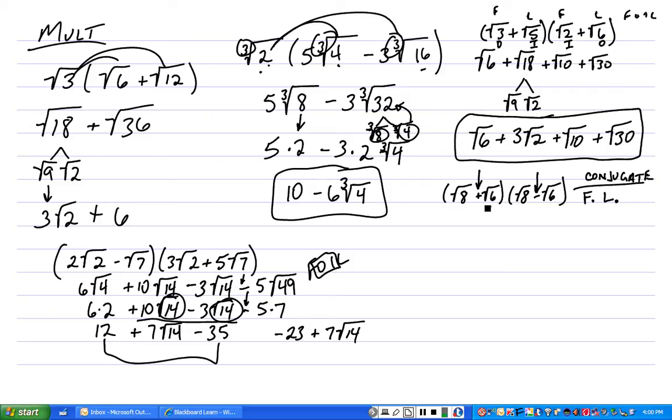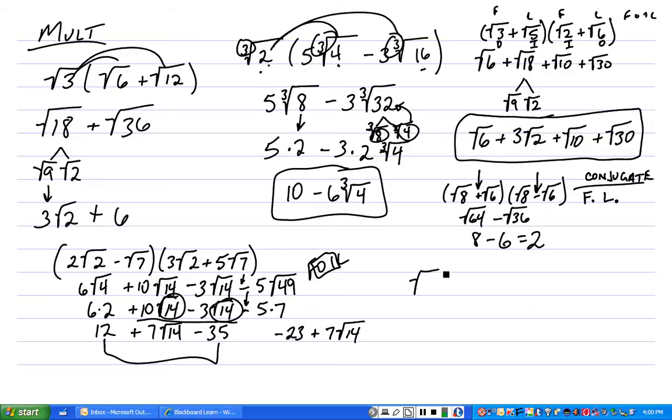Okay, so in this case, if I'm just doing the first and the last, first gives me square root of 64, last gives me negative square root of 36. Square root of 64 is 8, minus square root of 36 is 6, 8 minus 6 is 2. Real simple. Alright, let's look at another one.